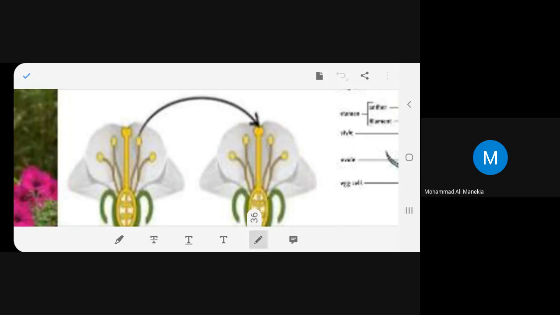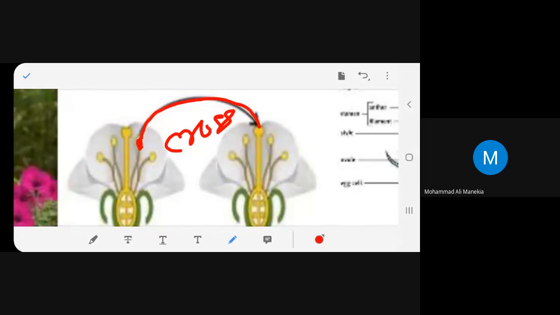So what is happening over here? The pollen from this anther is coming to the other flower, and so it becomes cross, and pollination takes place. So what is this called? Pollination.